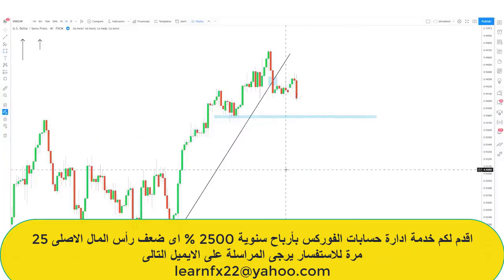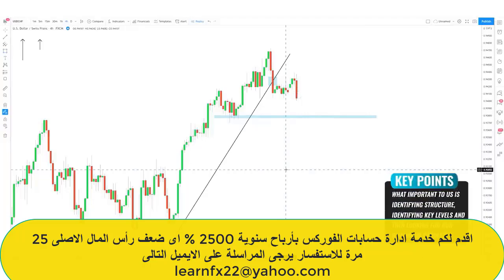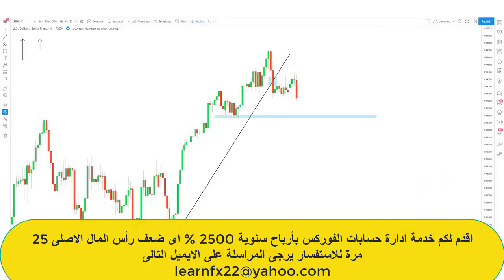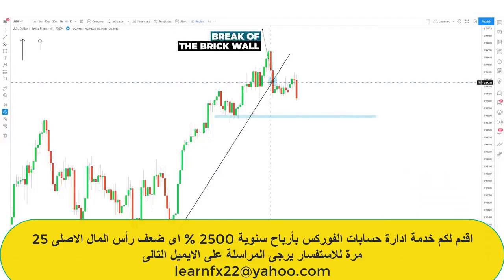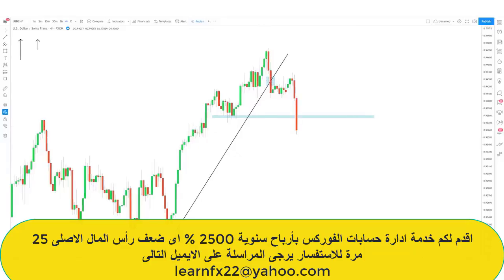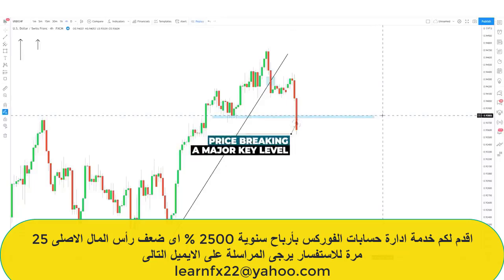Now, we've spoken about this before. What's important to us is identifying structure, identifying our key levels, and then looking for our behavior candles. So let's wait patiently. We know that there's a chance that price will continue down. We have the break of the brick wall, and we also have lots of candles here that are moving sideways, which is indicating to us that price is probably going to fail pushing bullish. Now we're starting to see momentum stepping into the markets. For the first time in a long time, price is breaking a major key level here.